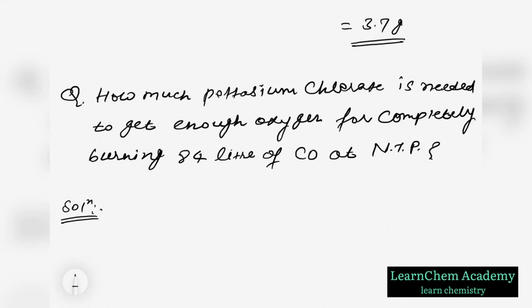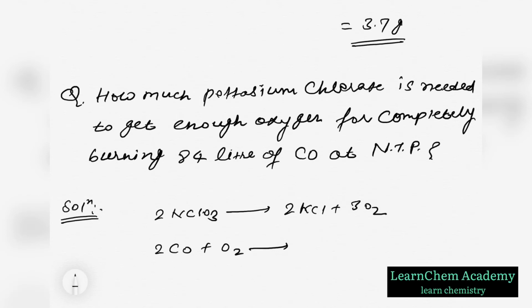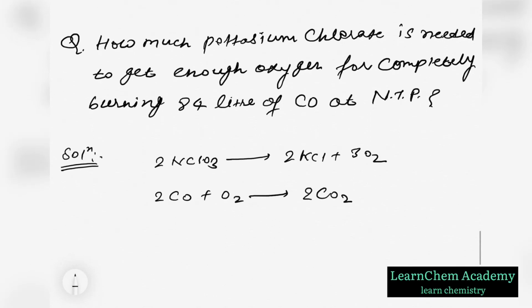So very first write down the decomposition reaction of potassium chlorate. So we can write here 2KClO3 produces 2KCl plus 3O2, and 2CO reacts with oxygen and forms 2CO2. So in this case, 2 moles of KClO3 produce 3 moles of oxygen, and a single mole of oxygen is required to completely burn 2 moles of carbon monoxide. So we can write 2 volumes of CO require 1 volume of oxygen. So 84 liter of carbon monoxide needs 42 liter of oxygen.